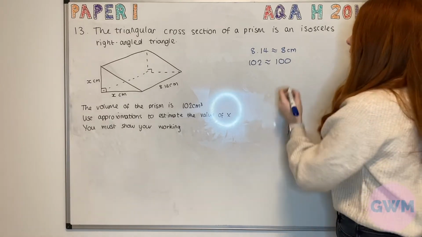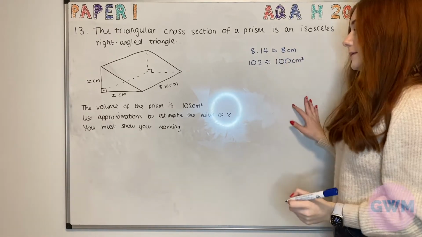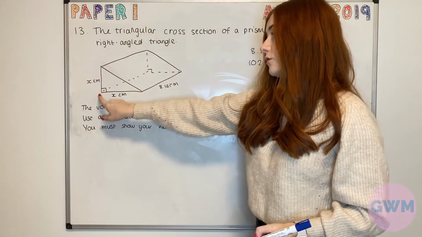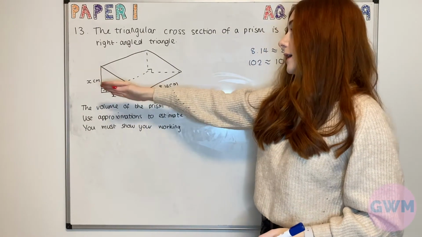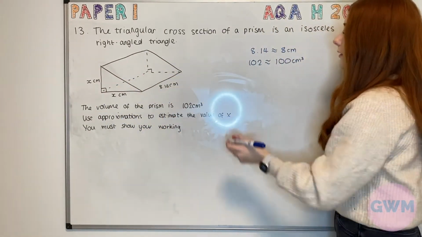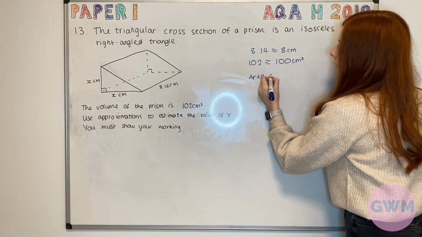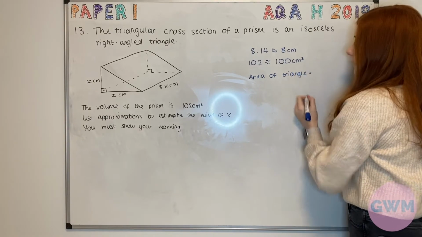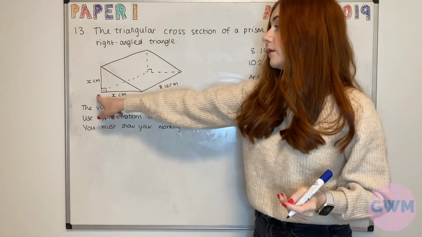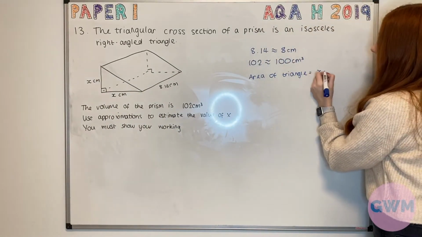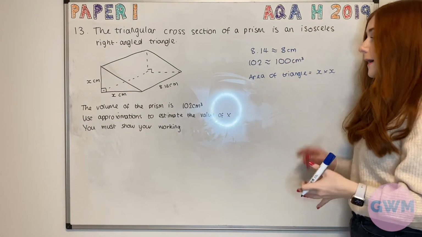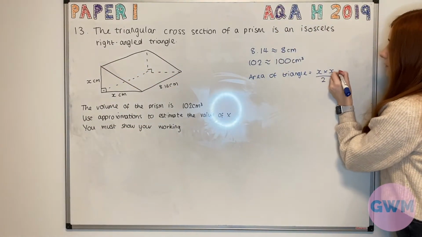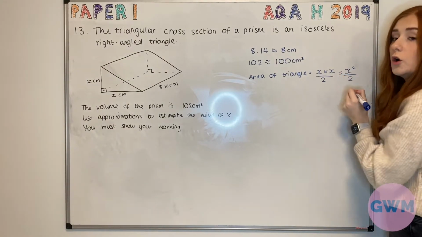Okay, so now we've got some approximations to work with, we can work out the answer. So the volume of a prism like this, the best way to do it is to do the cross section, which is the isosceles triangle, and times that by the length. So the area of the triangle, we'll work that out first. The triangle is the length times the height, so x times x, as if we're working out a square or a rectangle, but then we divide it by 2 because we only have half of that, and that's why we have a triangle. So divide by 2, which simplifies to x squared over 2.